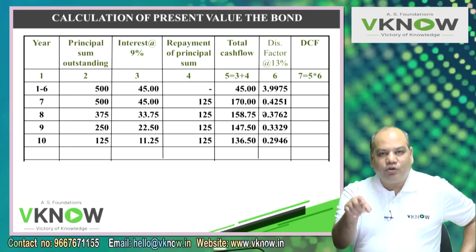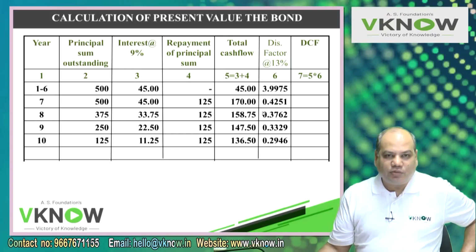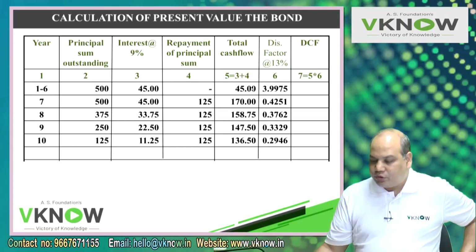Now multiply these two columns. First, all clear on your calculator. I have to add the last column; it will save time for us. 45 into 3.9975 equal to, M plus: 179.89. Then 170 into 0.4251 equal to, M plus: 72.27. Then 158.75 into 0.3762 equal to, M plus: 59.72.